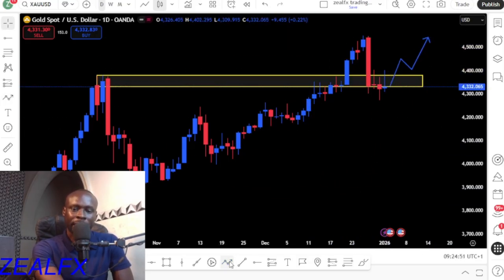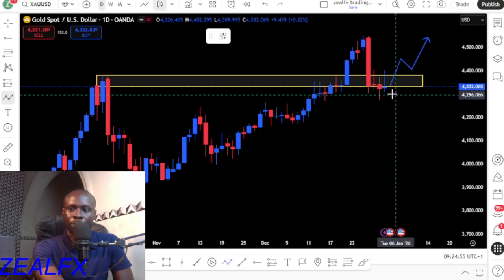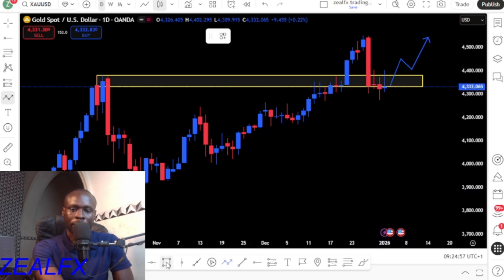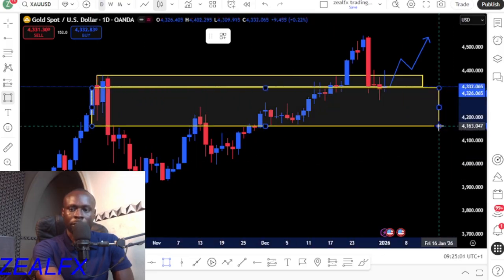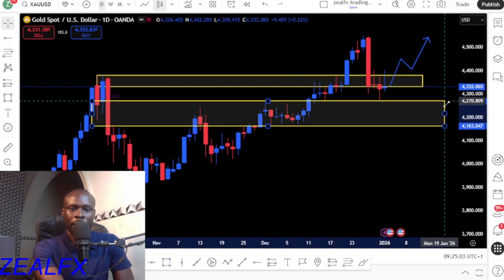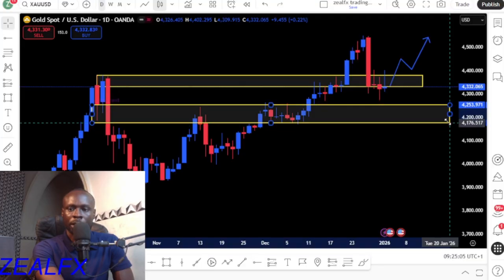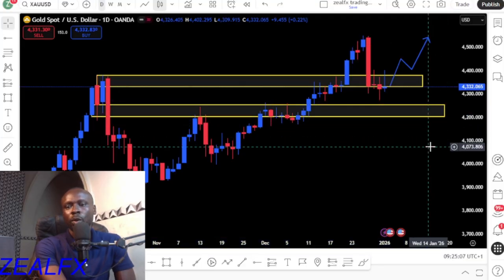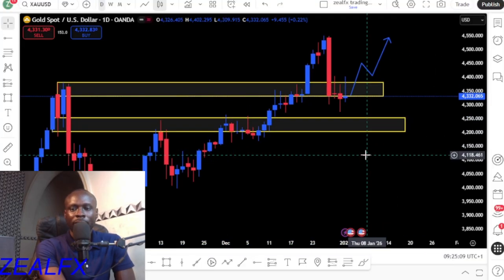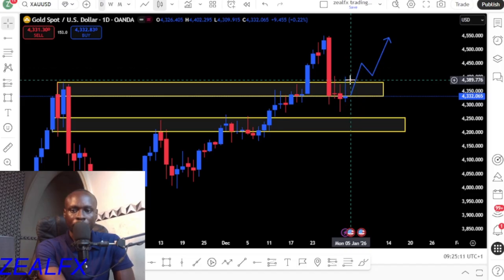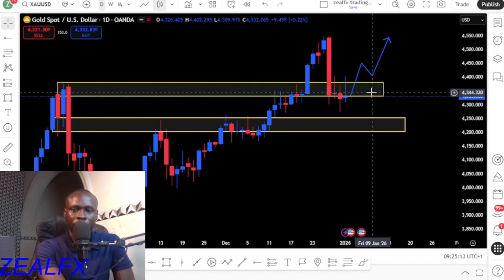Then for the sell opportunity, we need price to break below this particular support level. We need price to break below this particular support level before we can start looking for any possible sell opportunity for gold USD. So currently we don't have a clear direction. We need to see price above this level before we start looking for buying opportunities for the gold USD.